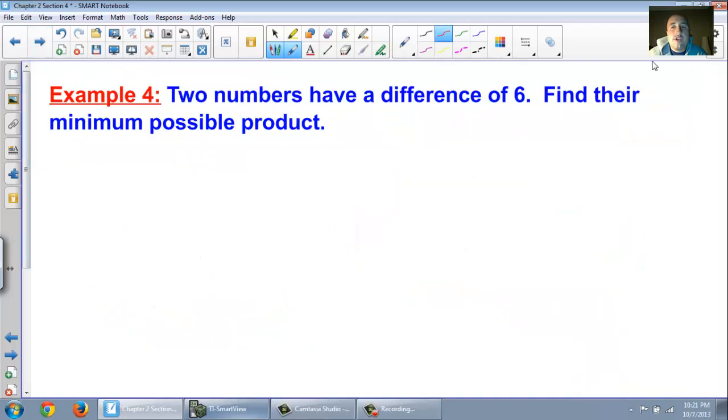I have an example 4 here. We'll do this one in class tomorrow just to make sure that everyone's on the same page, and we'll do a few more examples to make sure everyone knows what they're doing.